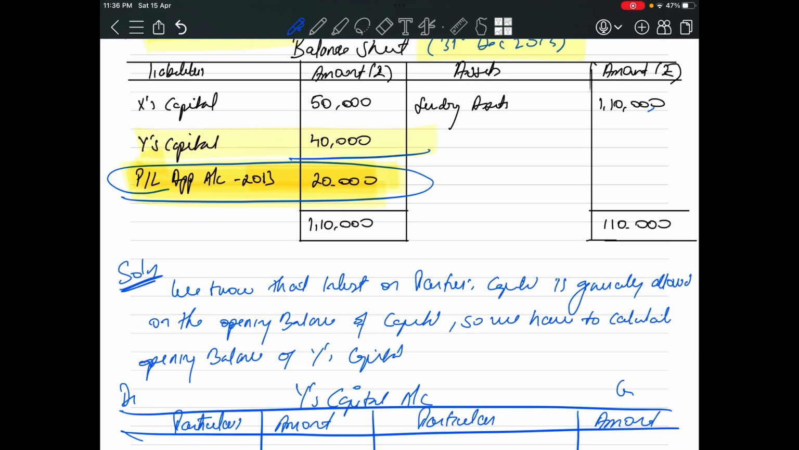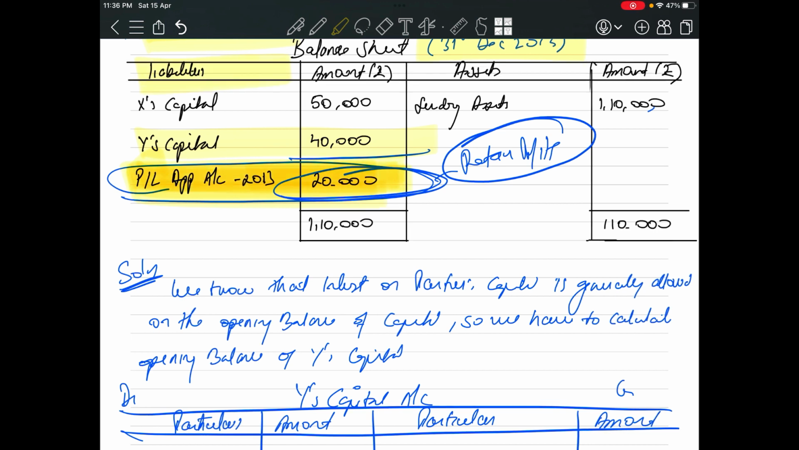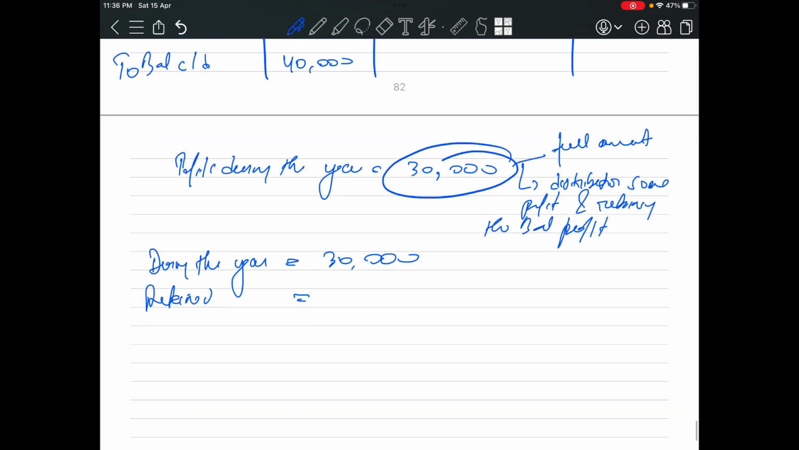See, the profit and loss figure of the balance sheet, this is the retained profit. Retained profit simply means the business has not distributed this profit to the partners. See, it is on the liability side, which simply means these profits are to be distributed to the partners in the future. So basically this is the retained profit.